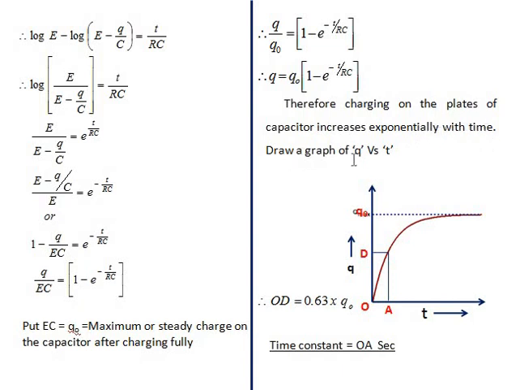When we draw the graph of Q versus T, we find an exponential increase. When we draw the graph of charge versus time, we obtain exponentially increasing charge on the capacitor. Now Q naught is the maximum steady charge stored in the capacitor. Then when OD is equal to 0.63 into Q naught, OA becomes the time constant of the RC circuit.